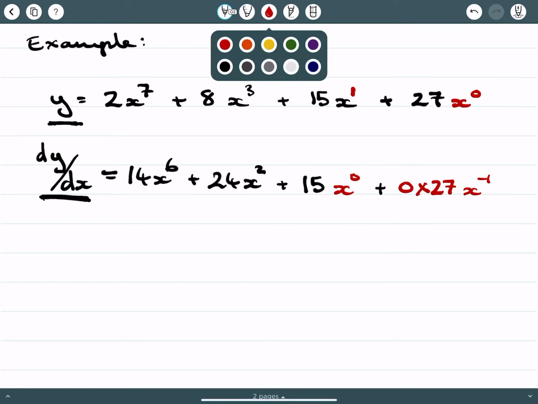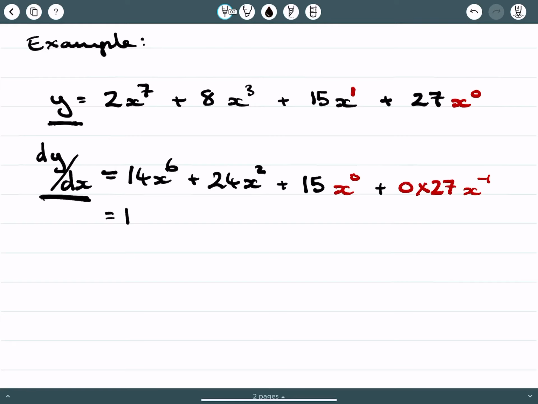Now, what we want to do is evaluate these terms. 14x to the 6 remains the same, 24x squared as is, but this x to the 0 is just 1, so that's 15 times 1, and we can really just forget about it. Here we have plus 0 times 27. Anything times 0 is 0, and again, we don't have to worry about that. The idea is that we can simplify our expression as quickly as possible.